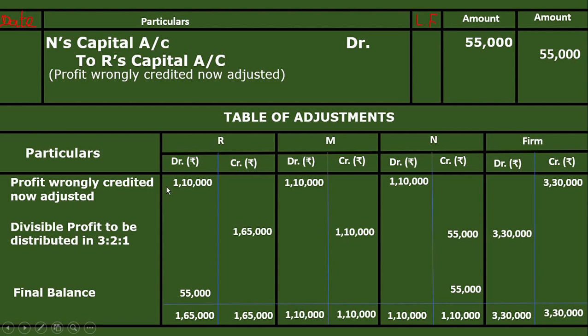And the main thing we have to keep in mind in these types of questions is that if something has been done wrongly, then first you rectify that. In this case, profit was wrongly credited, so now we have to rectify it. And how to rectify it? Simply we have to write those things in the debit side. And if you have written anything in the debit side of the partner's capital account, then just the opposite you have to do for the firm. You have to write in the credit side of the firm's account. So that much for this question.